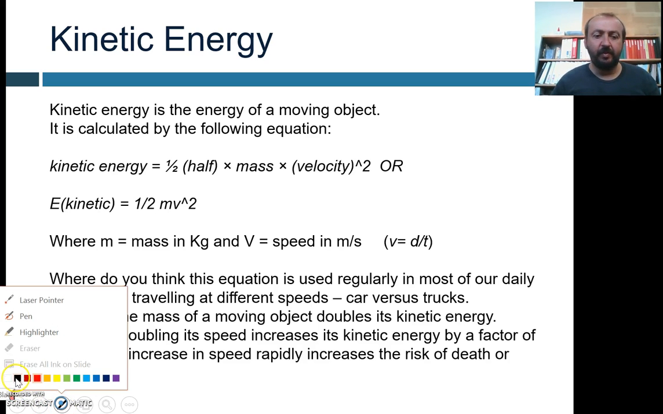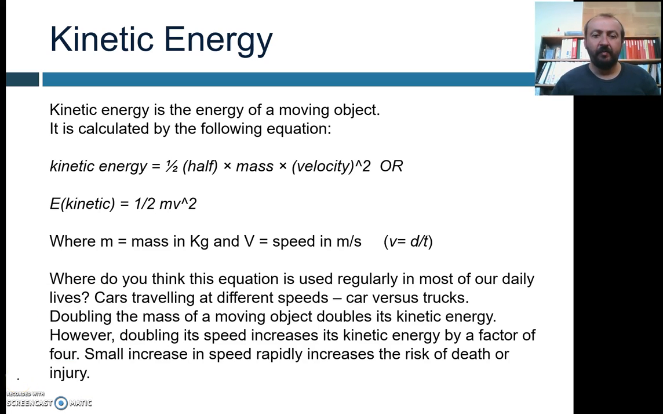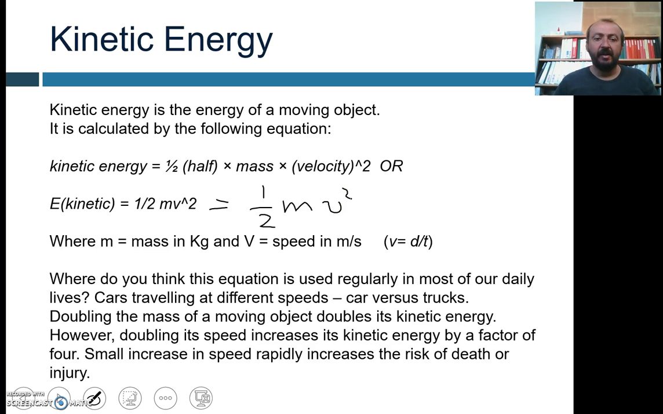Just change to give me a pen to write with. We'd have this would equal 1/2 m and velocity and a little 2 there. That's how we write it, half mv squared, where m is the mass in kilograms and v is the speed in meters per second. And we know from before, we've had this formula here, velocity equals distance divided by time.